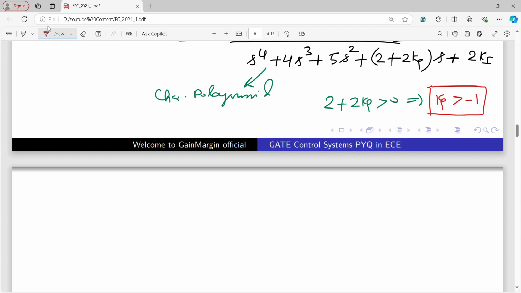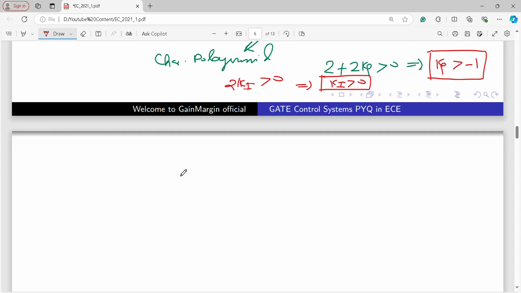And then this, our constant 2Ki, this also must be greater than 0. So this also turns out to be Ki greater than 0. Alright. Okay. So let us form our Routh-Hurwitz table. Then only we can tabulate.